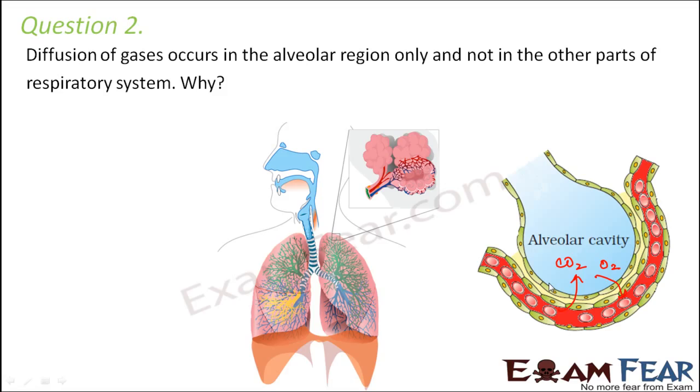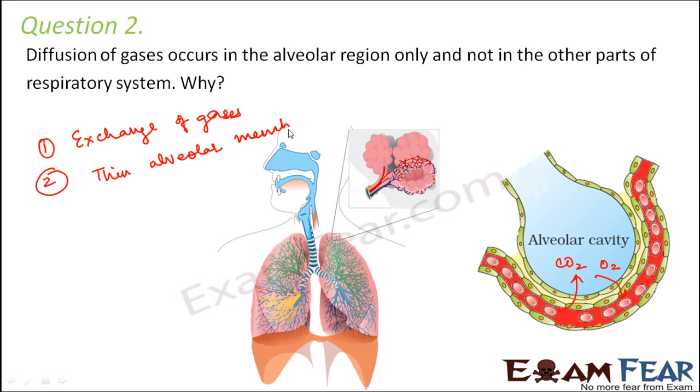So there are 3-4 things involved here. First, exchange of gases occurs at the alveoli. Secondly, the thin alveolar membrane which supports the process of diffusion. So the thin alveolar membrane is suitable for that purpose. Again, the permeability of the alveolar membrane, that is, the alveolar membrane is permeable for the gases to pass across it. If you consider other parts of the respiratory system, they are not structured in this fashion.